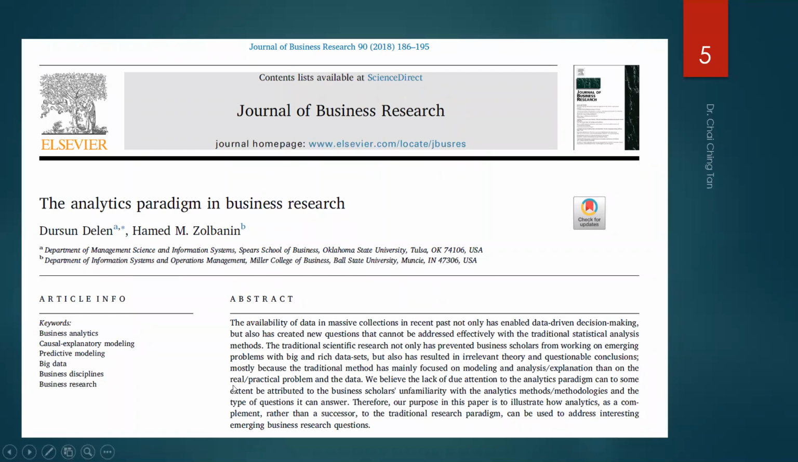So the availability of data in massive collections in the recent past not only has enabled data-driven decision making, which is analytics, right? But also has created new questions that cannot be addressed effectively with traditional statistical methods. This paper is trying to give you a background again, that we are moving into the big data era. So relatively recently, as we see these trends coming in, it has created questions that cannot be addressed.